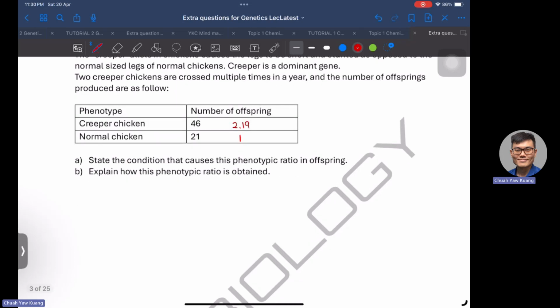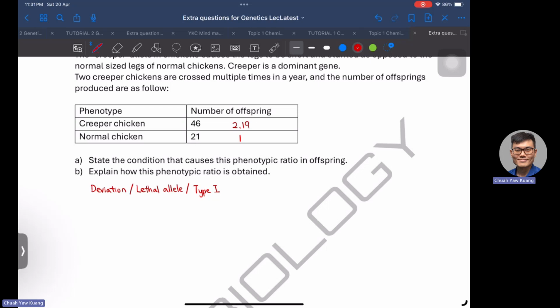So for these questions, it is actually related to the deviation from Mendel's model. It's related to the lethal allele. How should we solve this question? It is still using the type 1 method. Find the genotype of the parent, then find the possible gametes that can be produced, and lastly, do the cross. It's still the same thing.